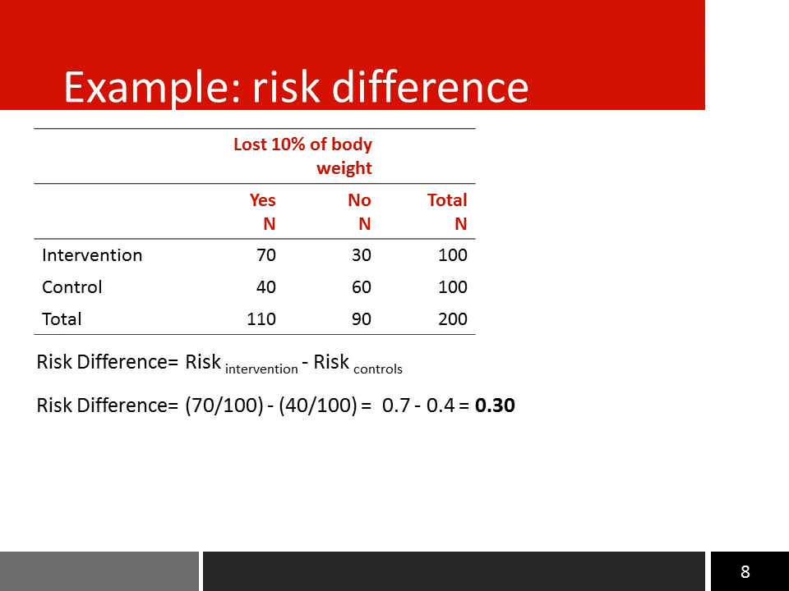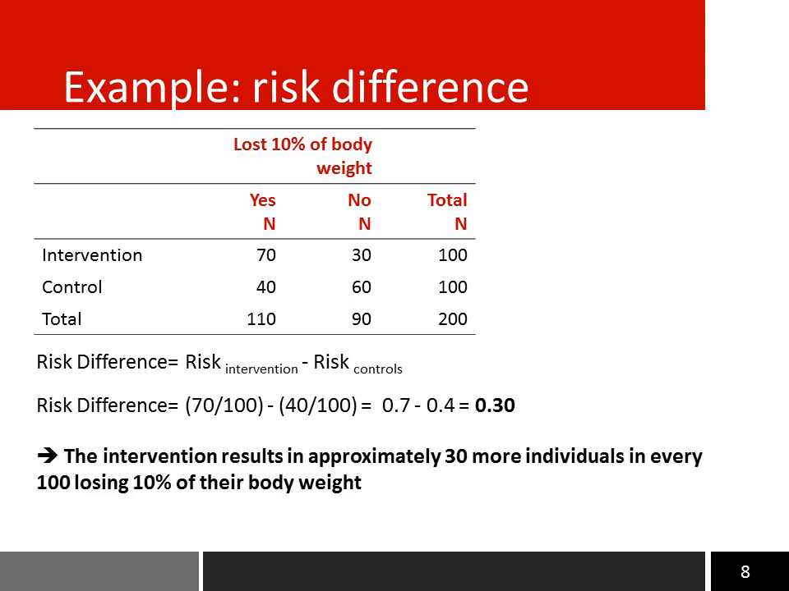We can also express these data as an absolute risk difference. So if the risk of losing 10% of body weight in the intervention group is 0.7 and the risk in the control group is 0.4, then the absolute risk difference is 0.3. The interpretation of this difference is that the intervention results in approximately 30 individuals in every 100 losing at least 10% of their body weight.